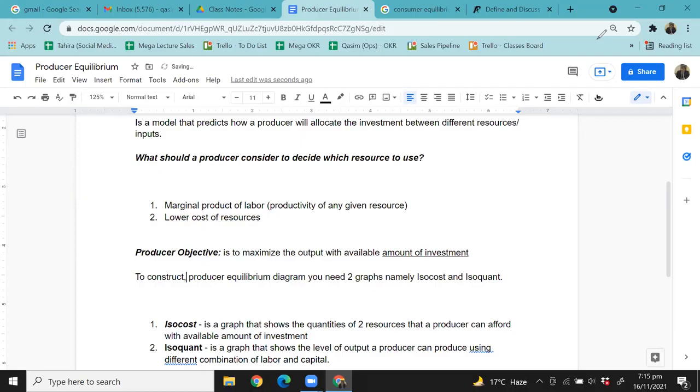Now students, think about this. The first thing you need to do is make a normal graph, like this. Then you have to name the axes. On the y-axis, let's say you are taking the quantity of capital, and on the x-axis the quantity of labor. So you would have capital on the y-axis, units of capital: how many units of machinery or tools. Basically, capital is machinery, man-made resources.